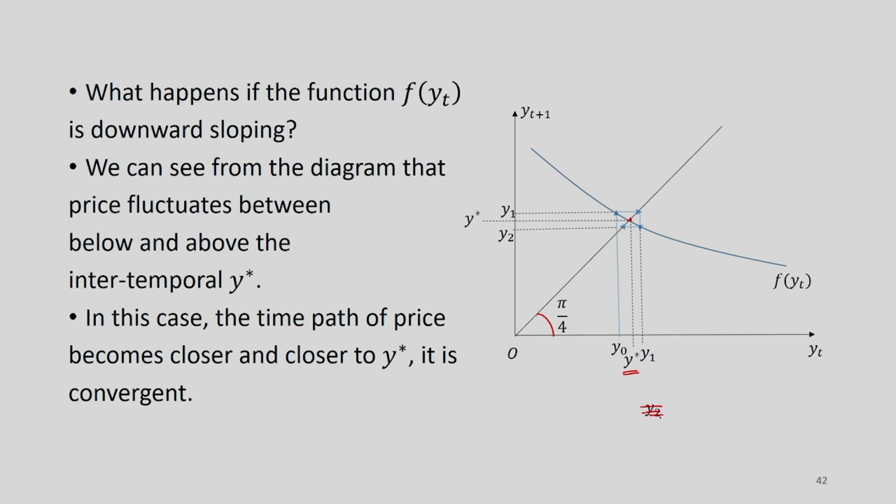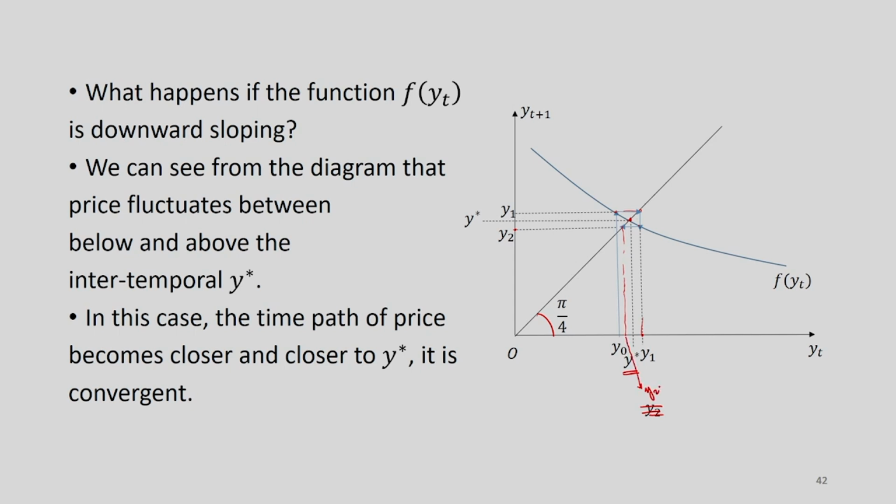But let us see how the time paths look like. So, we are starting from y0 here. What is y1? We go to the f function, this is y1, and we are projecting it back, right. So, this is y1 on the horizontal axis. Now, what is y2? We go up, right, this is y2, and so this should be y2. So, this is y2.